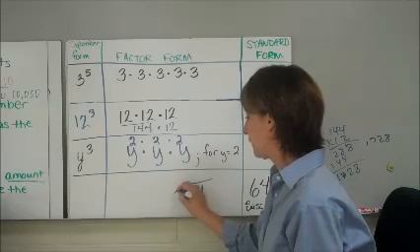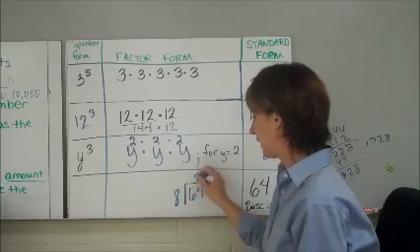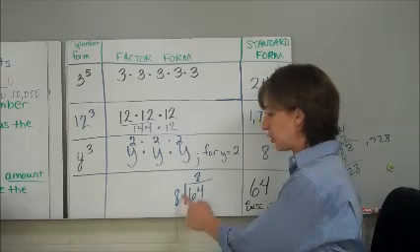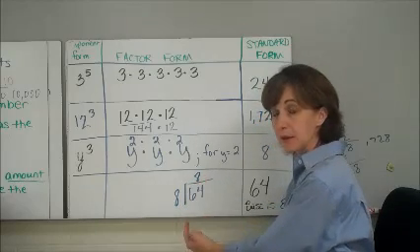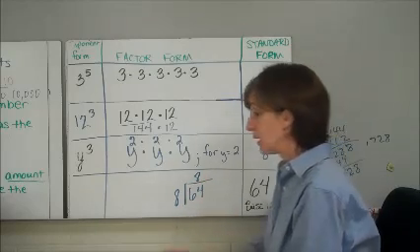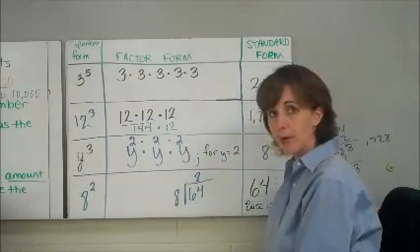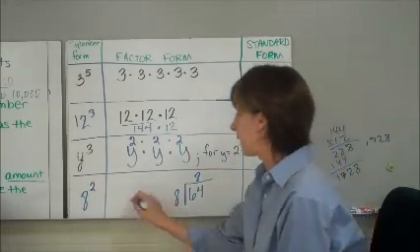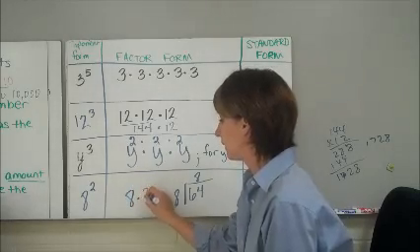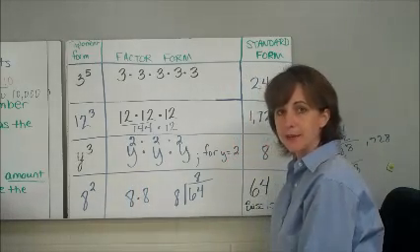64 divided by 8 is 8. That means 2 8s makes 64. That means 8 to the second power is my answer. And in factor form, it would be 8 times 8.